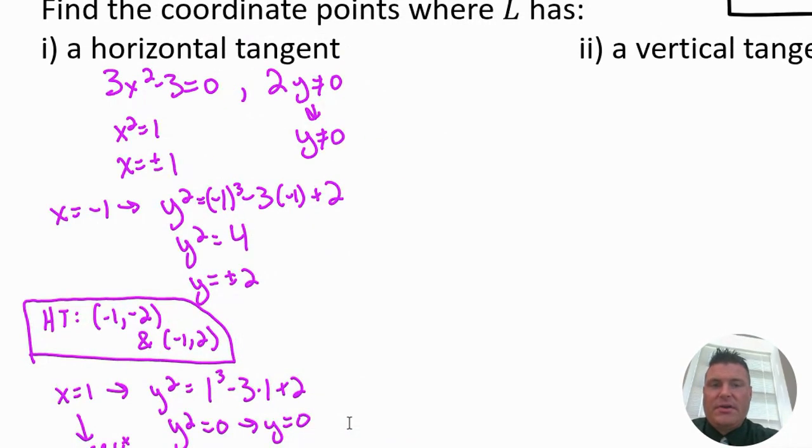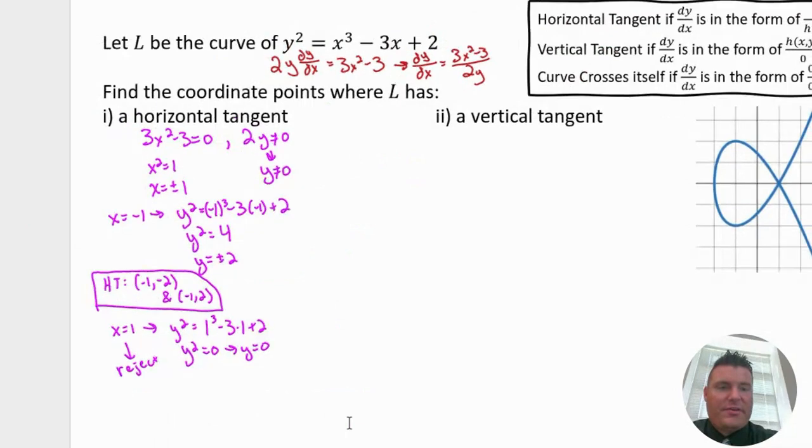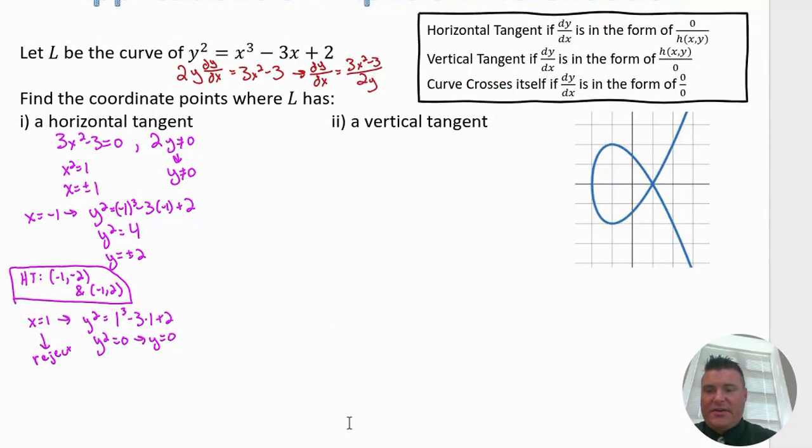Okay, so this is the graph right over here. If I zoom out enough, this is the graph, so you can tell that I have a horizontal tangent right here at negative 1, positive 2, and right here at negative 1, negative 2. Since we rejected that x equals 1, you can clearly tell right here that we're going to cross at 1, comma 0. So now let's go ahead and find the vertical tangent.